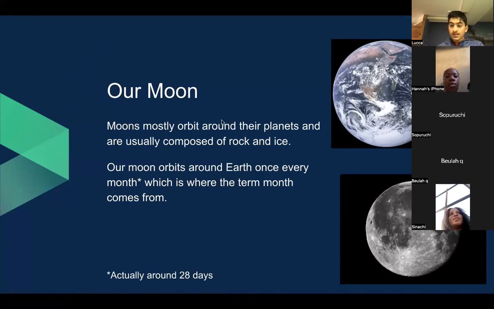So basically, we started this lecture with, for the people who missed it, our moon, and the fact that our moon orbits the Earth once every month, which is where the unit of time month comes from. It's almost like moonth, because it's the time it takes the moon to go around the Earth. And there are 8 planets in our solar system.